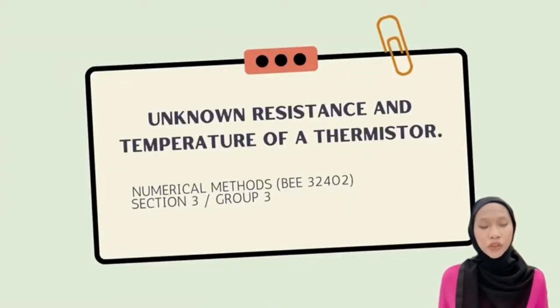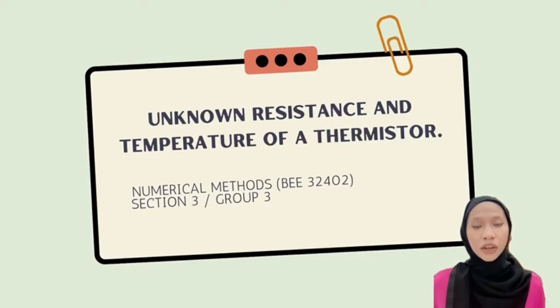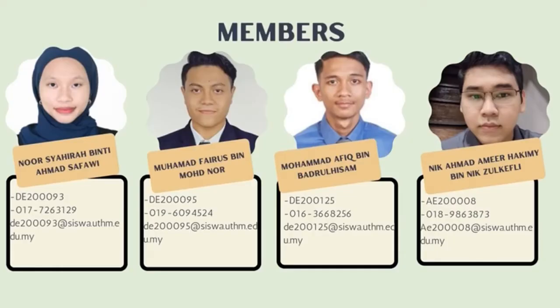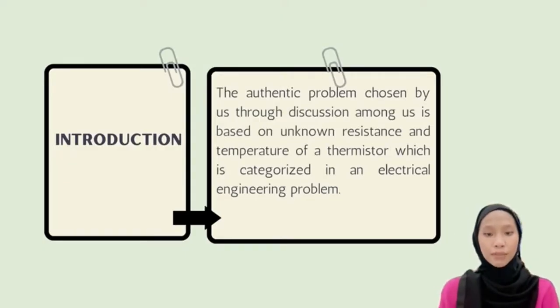So we are from Group 3. Today we are going to do a presentation for our group project. Our title is Annual Resistance and Temperature of a Thermistor. This is my group member, which is me, Nur Syabinta Ahmad Safawi, Muhammad Fairuz, Muhammad Afiq, and lastly Nik Ahmad Amir Hakimi. Firstly, I will explain about the introduction.